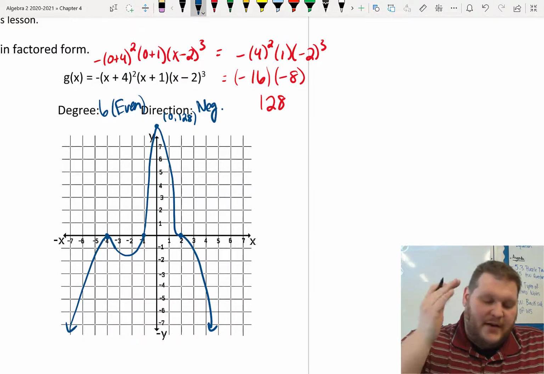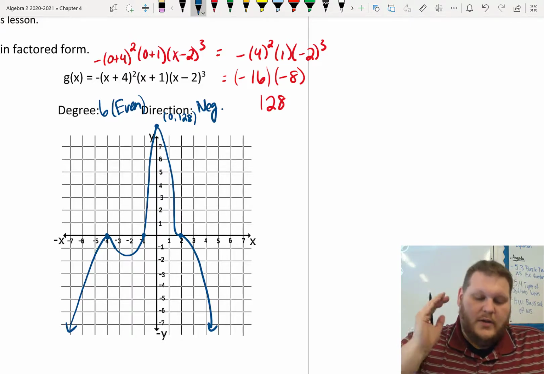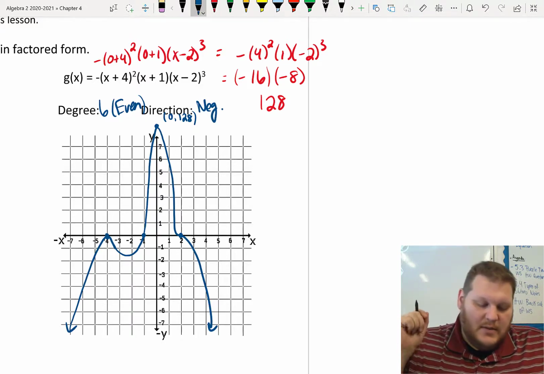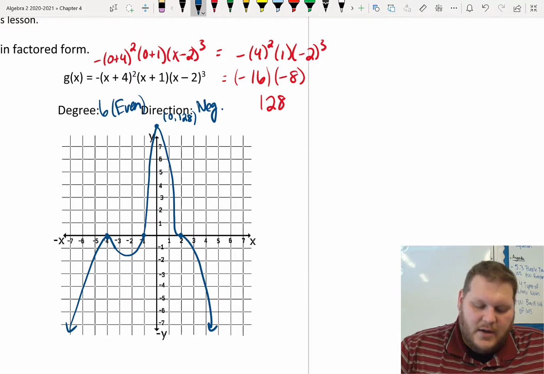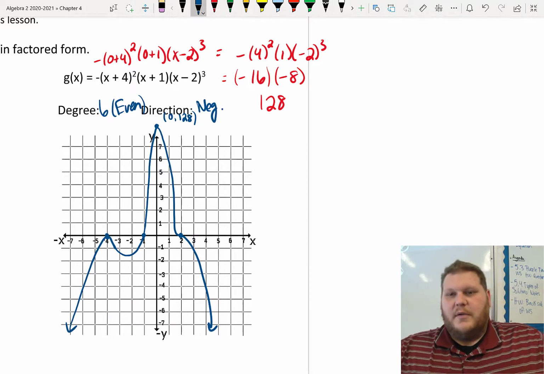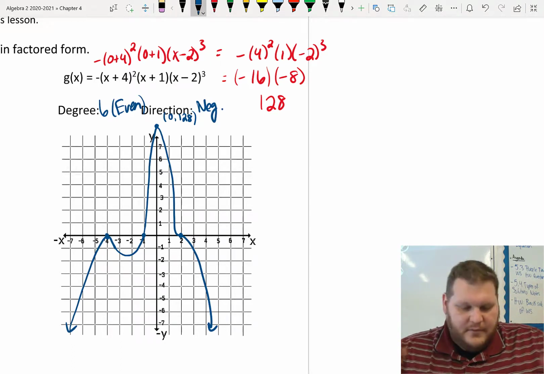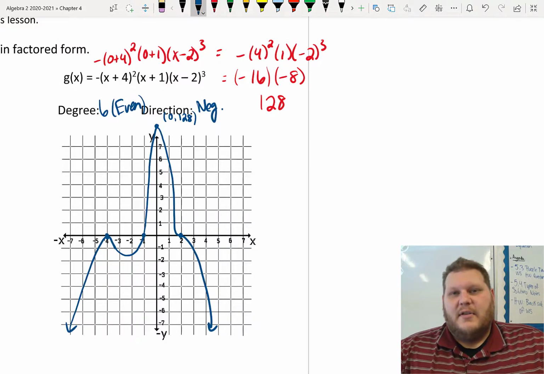It bounces at negative 4. It goes straight through negative 1. Y-intercept of 128. And then my hesitation there at positive 2. Down on both directions because that's even and negative. It's all we need to incorporate. It's everything that we know.